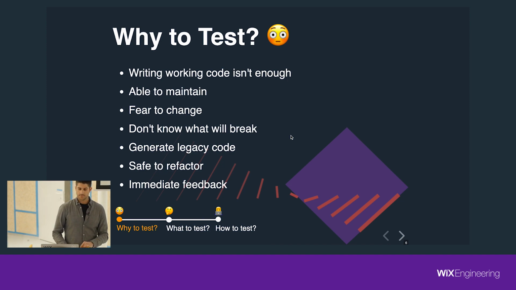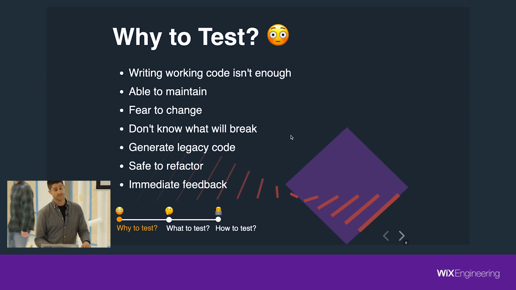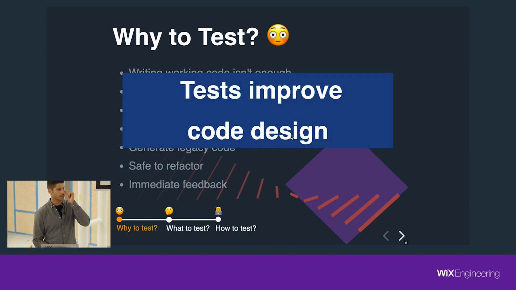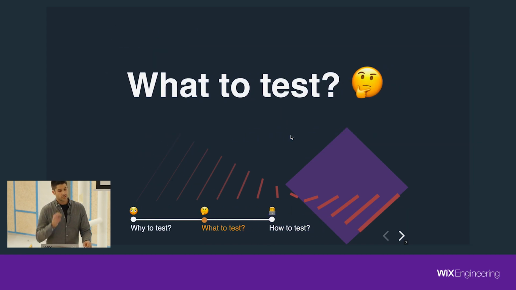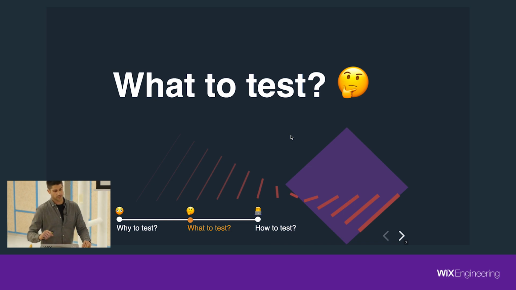From all this list, I thought a lot about this list. But what's really important for me when I'm writing tests is that the tests actually improve my code design. When it's hard for me to test the code, it means to me that I need to change the code design. I hope that I convinced you of why to test and why it's really important to write some unit tests. Let's jump to the next question.